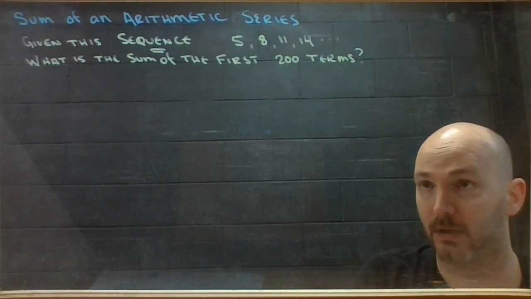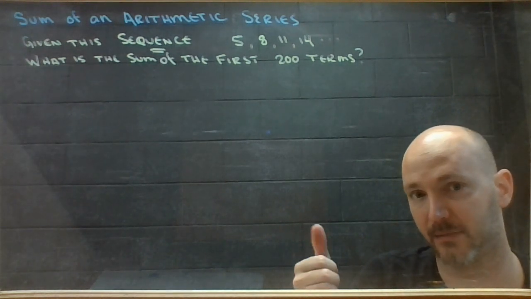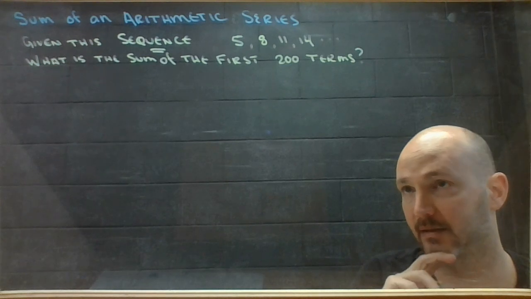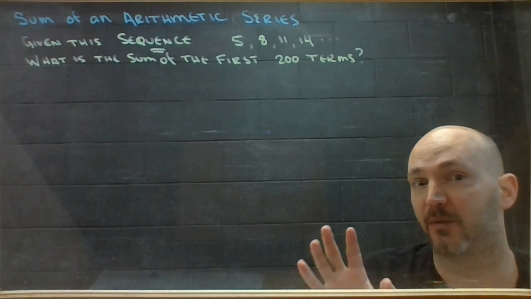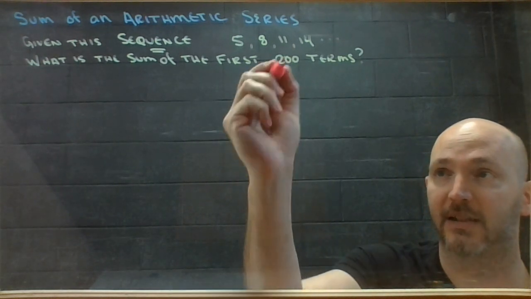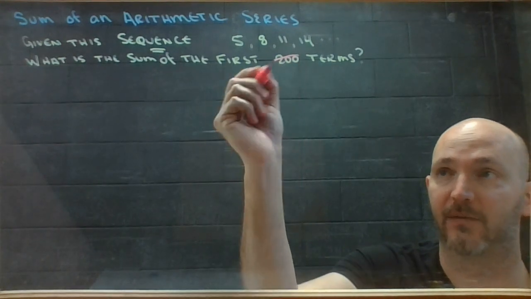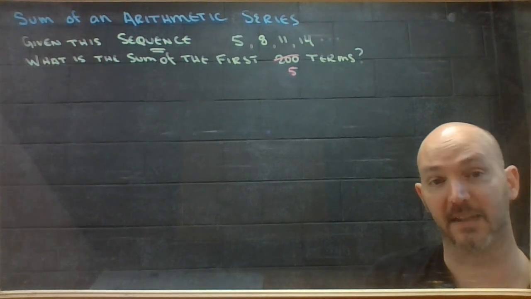I don't want to do that. I don't want to have to write out all 200 terms and then add them manually in my calculator. That's a nightmare. So there must be a way to build a formula for this. And in the spirit of building formulas, let's scratch 200 here for a minute and let's go with the first 5 terms, because I think that's a little gentler.